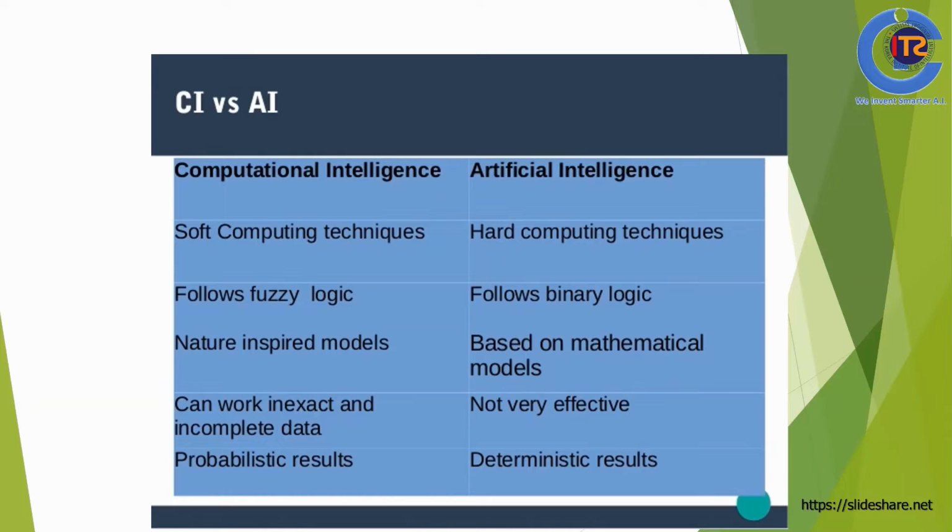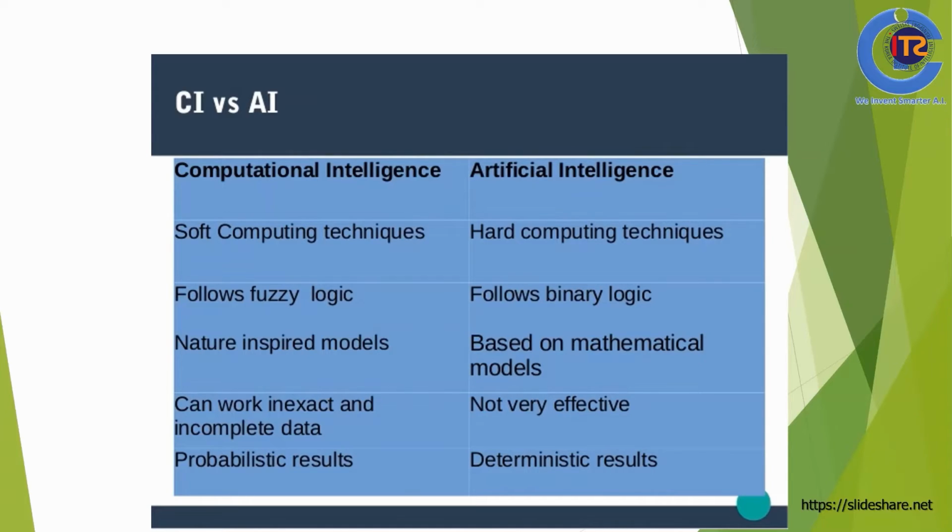And this is going to be the comparison of CI and AI. When we talk about CI, we would consider the soft computing techniques, while AI would use the hard computing techniques. CI follows fuzzy logic, while AI would follow binary logic. For CI, we would use nature-inspired models, while AI would use mathematical models. CI is going to work for inexact or incomplete data, while AI would need exact data. AI is not going to be very effective on this kind of data.